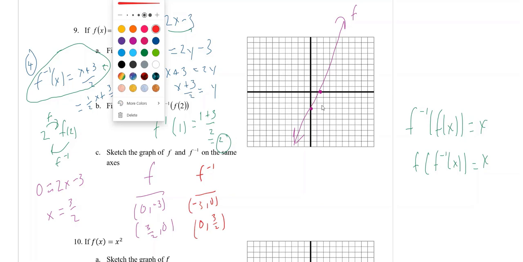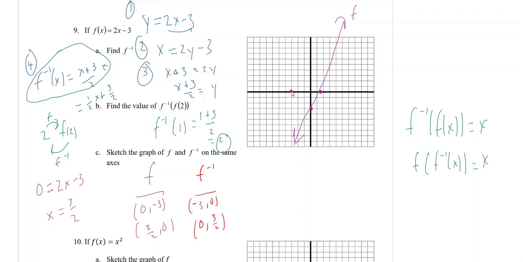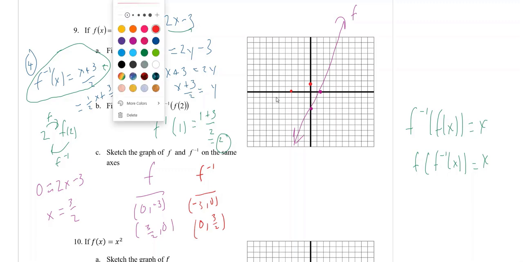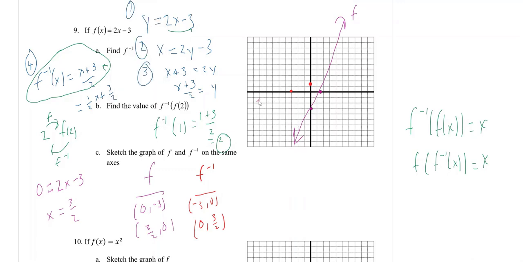And then for f inverse, you just switch them. So the y-intercept was minus 3. So for f inverse, the x-intercept is minus 3 right there. And for f, the x-intercept was 1.5 or 3/2. So for f inverse, the y-intercept is 1.5. And now we can draw the inverse roughly like that.